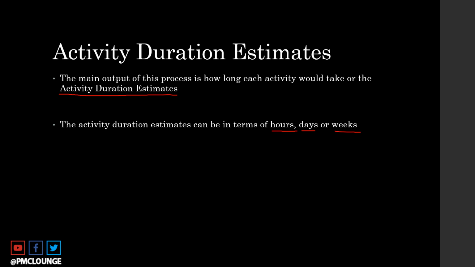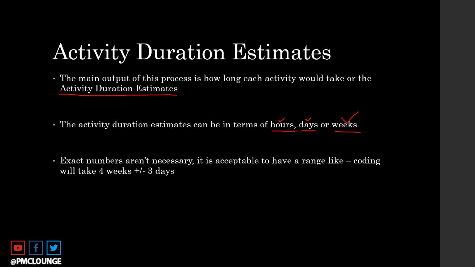When you're talking about large, umbrella activities like coding, it can be in terms of weeks. But when you're talking about smaller activities, let's say moving code from the test environment to the production environment, that may take hours or probably a single day. So for that kind of activity, the duration estimate can be in terms of hours or days, and for larger activities it can be in terms of weeks.